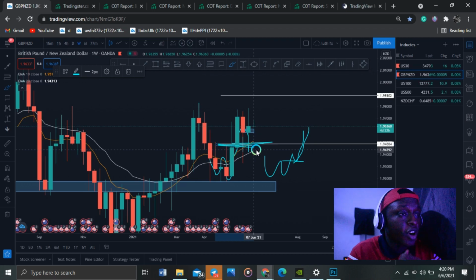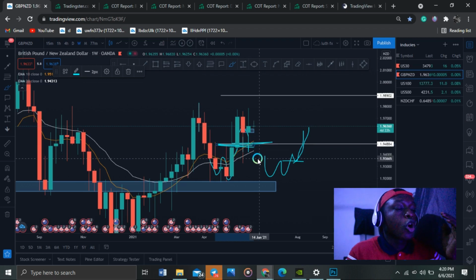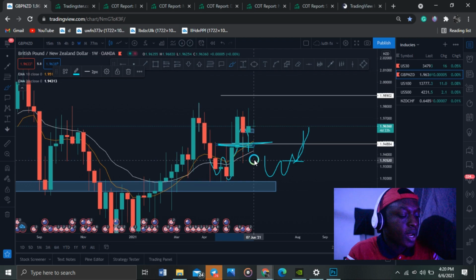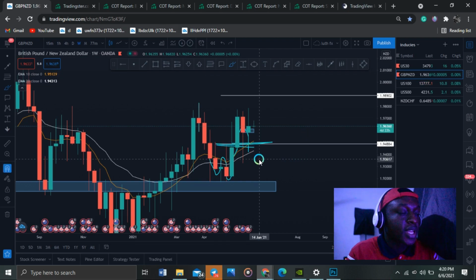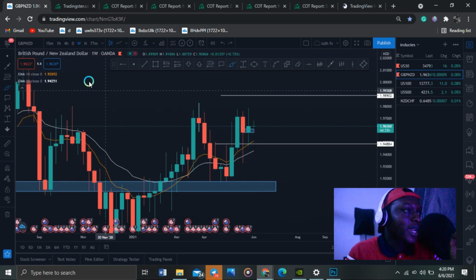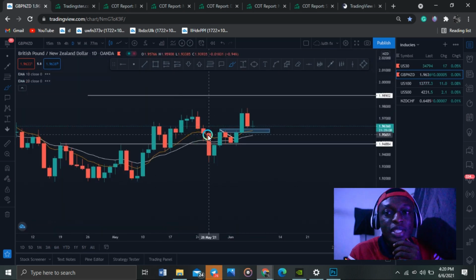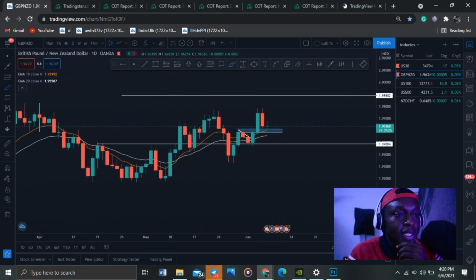So the monthly time frame looks very bullish, and the weekly time frame also looks very bullish due to the W pattern that we are seeing on the weekly time frame. So our monthly time frame and weekly time frame are in alignment. Now let's go to our daily time frame and see what we have.